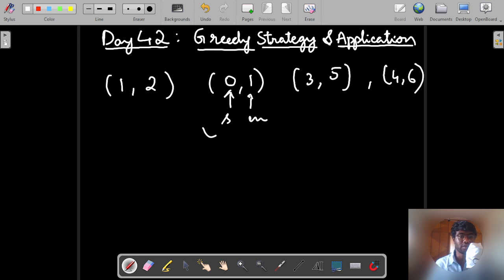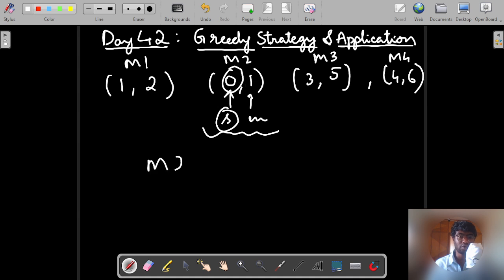In the case of greedy, it checks the start hour. So this would be the first one, so this meeting gets picked. Meeting M2, M1, M3, M4. The greedy approach takes M2 as the first meeting to be attended, followed by M1, because 0 is the starting hour, which is less than that of any of the other meetings, and then M3 and M4.